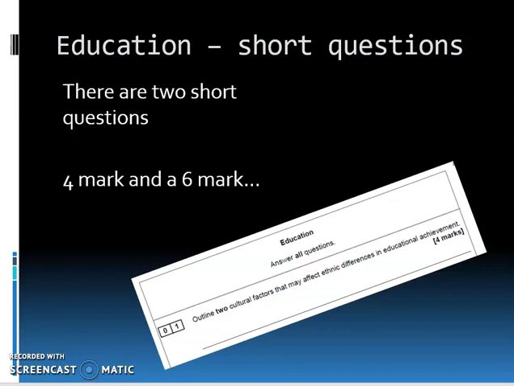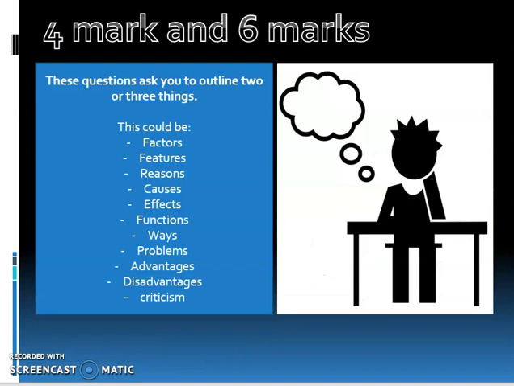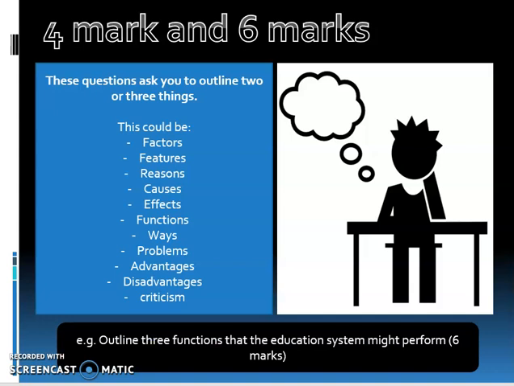On the education paper, there are 2 short questions, 4 and 6 marks. These questions ask you to outline 2 or 3 things. They could be asked about anything: factors, reasons, causes, effects, functions, ways, problems, advantages, disadvantages. For example, outline 3 functions that the education system might perform could be a possible 6 marker.